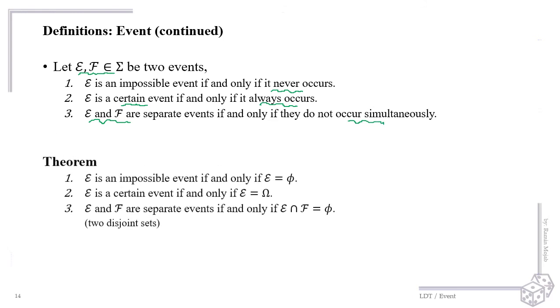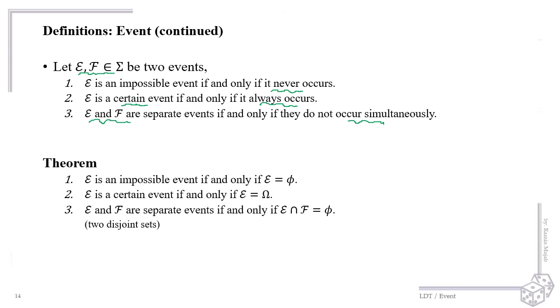And also we can say that E is an impossible event if and only if E is the empty set. The proof is simple. For example, if E is the empty set and omega is obtained, then omega is not in E, therefore E never occurs and E is impossible. On the other hand, if E is impossible and E is not the empty set, there is an omega in E that might occur, therefore E might occur, and therefore E is not impossible, which contradicts this assumption.